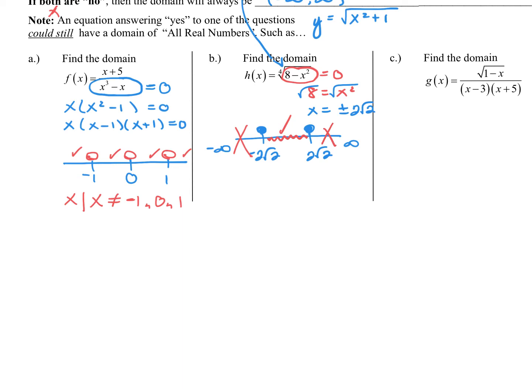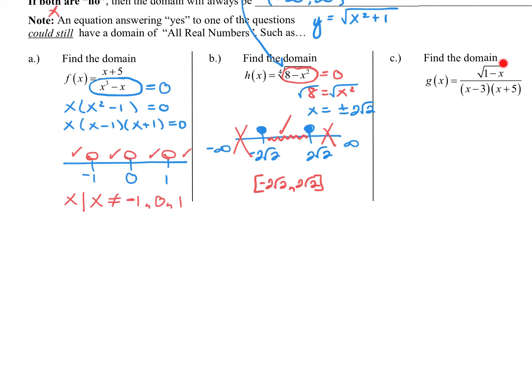And now we're back to what we did up top. The closed circles translate to square brackets. And then we do negative 2 radical 2, comma, 2 radical 2. And that's our domain. Now, we've got one more to do, and this is going to combine our two ideas.